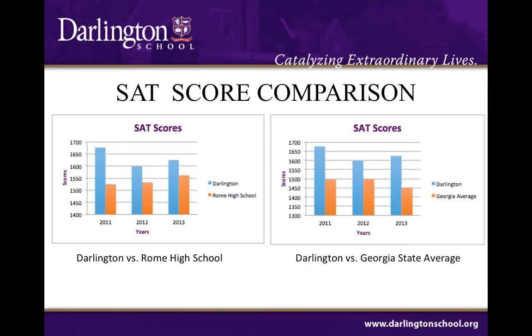If you look at Darlington, like I said, we're averaging about 1677, whereas their average is right around, I think, 1558 to 60. So we are higher. Then if you look at the Georgia state average versus Darlington School, the Georgia state average for 2013 was around 1445, where again we are at 1677. So we are doing very good as far as comparing to the state and the local area.